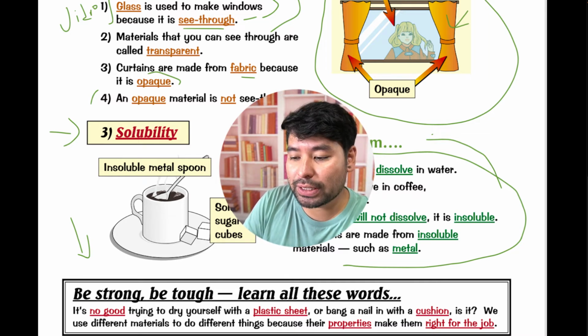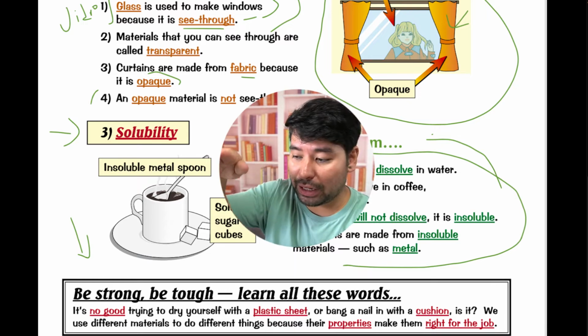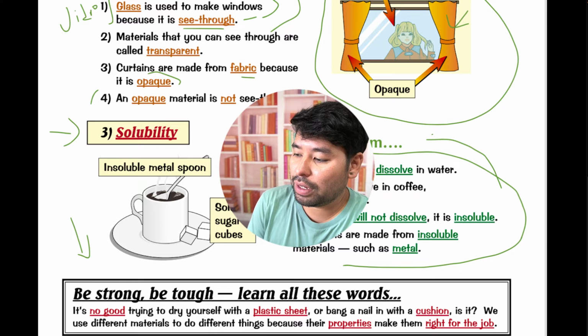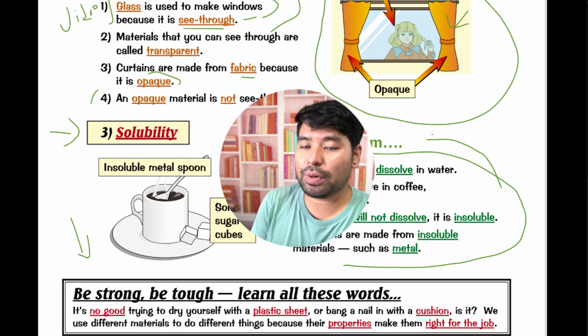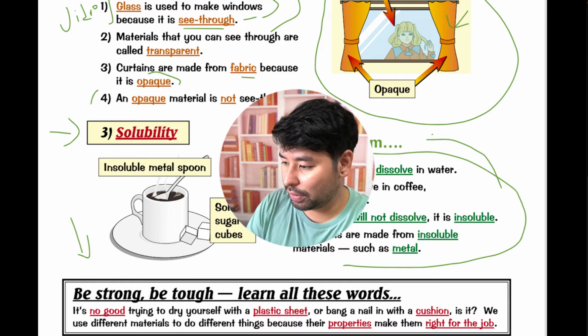It's no good, não é bom. Plastic sheet, uma folha plástica, né? Sheet em geral dá uma ideia de uma folha de algo, alguma coisa fina de plástico. Or bang a nail in with a cushion. Okay, so cushion, what is a cushion? Lembra que o teacher falou? Almofada, almofada. Essa daqui eu vou traduzir para vocês, ok?